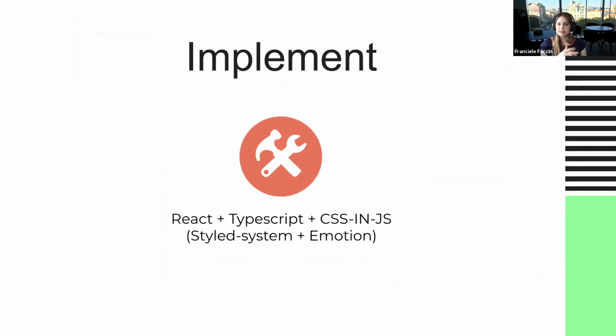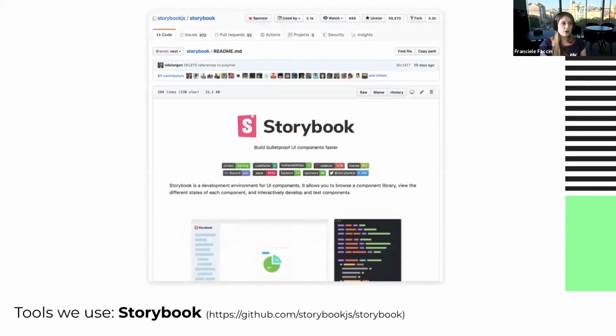And then we start implementing it. Finally, the fun part. So like I mentioned, our current design system is using React and TypeScript, and we have styled system and Emotion for styling. And here I'm going to share some of the tools that we use for development that help us a lot. So first and foremost is Storybook.